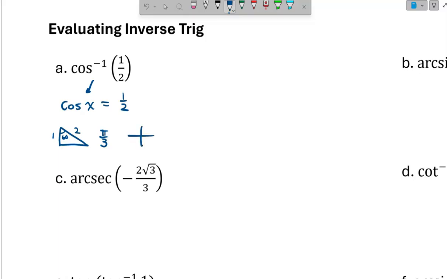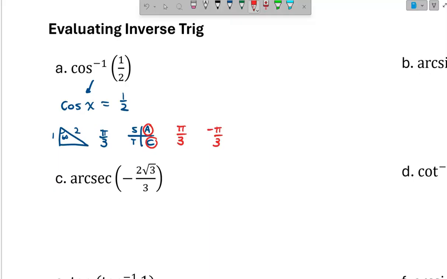Since the 1/2 is positive, we're going to look at our 4 quadrants, A, S, T, C. Quadrant 1 and quadrant 4 are the 2 places where we would have a positive value. So the quadrant 1 answer would be pi over 3. Our quadrant 4 answer can be written as 5 pi over 3, or you may want to get in the habit of writing it as a negative radian instead, negative pi over 3.